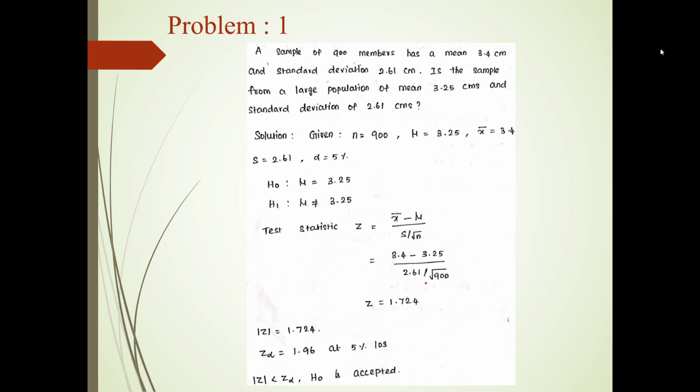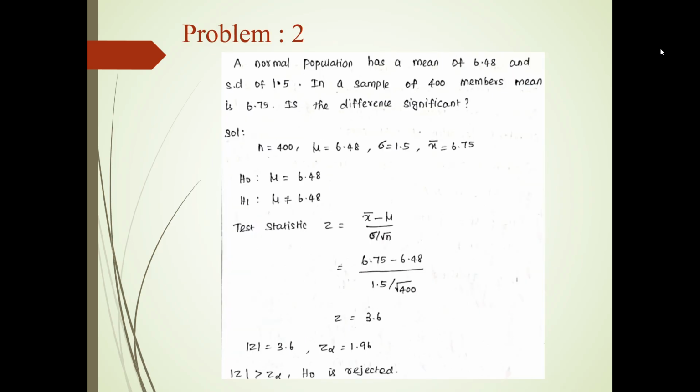After writing all the values, we have to find the Z value. The formula for Z is x bar minus mu by S by root n. Just substitute all the values, and we get the Z value. Then comparing the Z value with Z alpha, we get modulus Z is less than Z alpha, because the Z value is 1.724 and Z alpha at 5% level of significance, two-tailed test, is 1.96. So comparing these two values, Z is less than Z alpha. Then we conclude H naught is accepted, which means there is no difference between sample mean and population mean. This is our conclusion for the first problem.